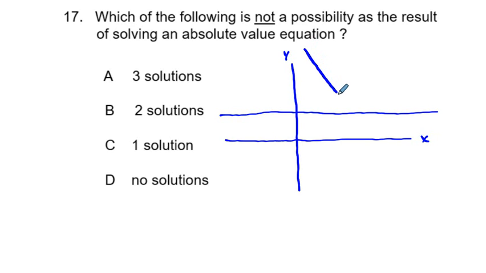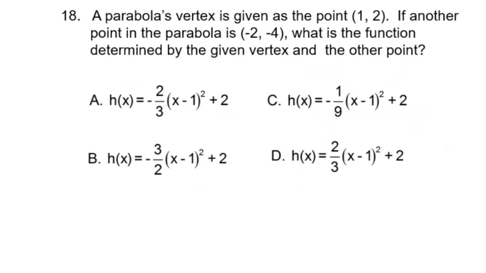So if we have the absolute value graph like this, I'm drawing this V. The possibilities are that we have 0 solutions, where the line and the V do not intersect at all, 1 solution, or 2 solutions. So the impossibility of all the answer choices is 3 solutions. So 3 solutions is our correct answer. Now I'm going to show a graph of a type of problem later on in this review too, so just hang on for that.